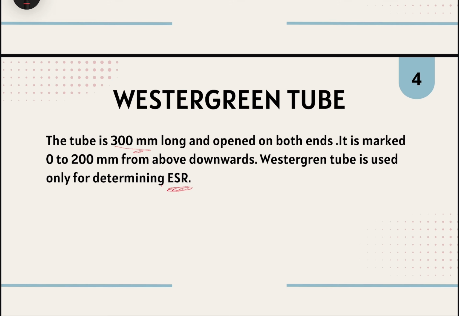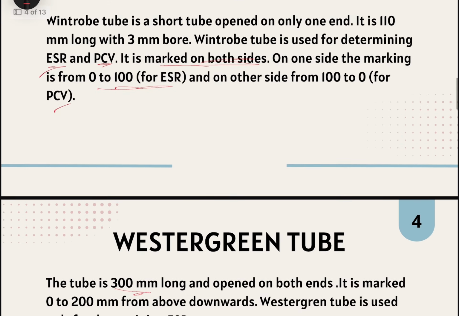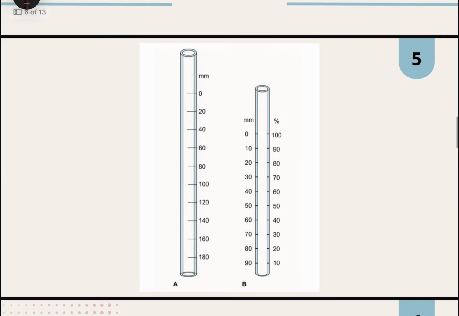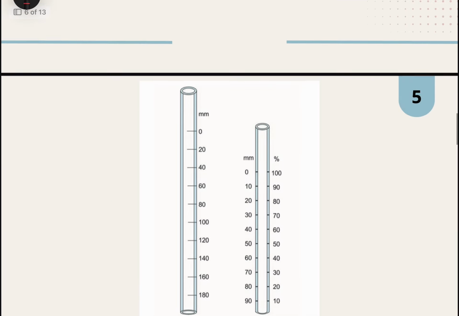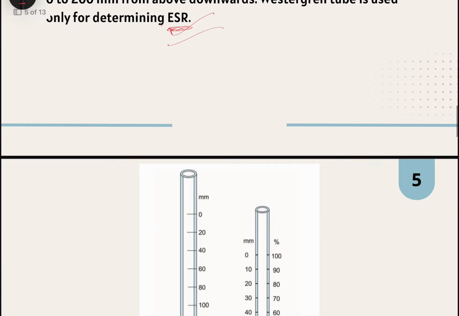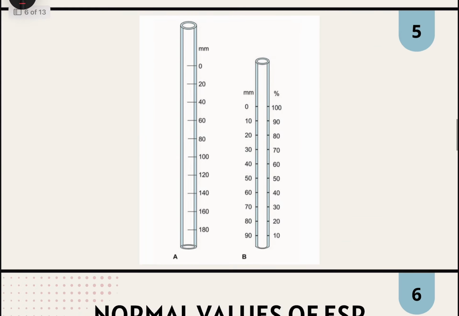So here is the characteristic difference. One is 300 mm long, whereas the other is 110 mm long, and one is used for measuring both ESR and PCV, whereas the Westergren tube is used for the determination of the ESR only. With the help of the diagram, we can easily identify which one is the Westergren and which one is the Winthrop's tube. As mentioned in the previous slide, the Westergren tube is opened on both ends, so in the diagram this is the tube that is opened on both ends.